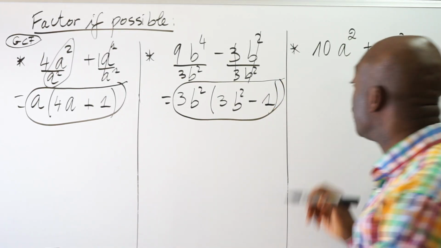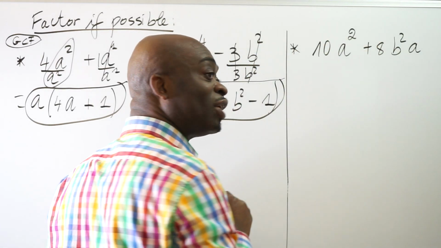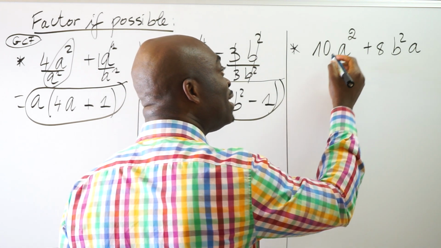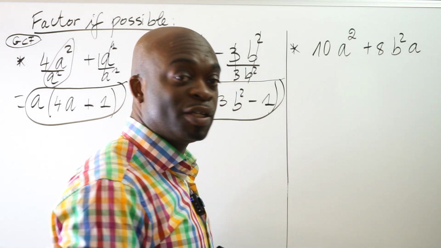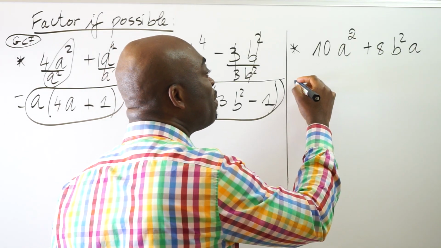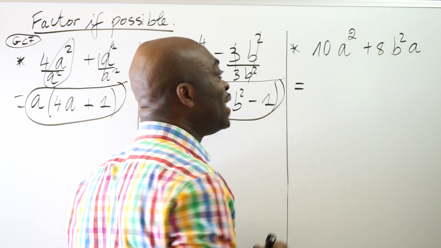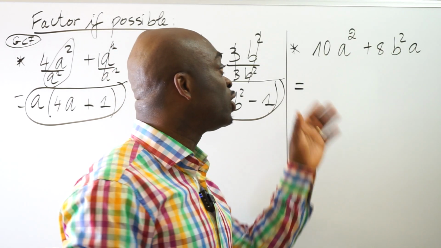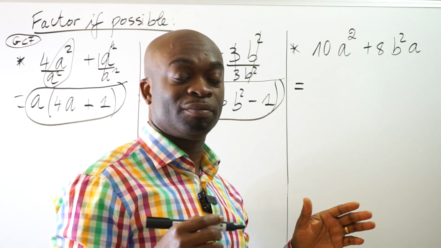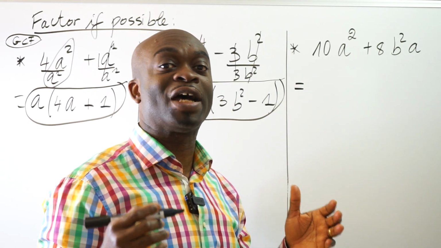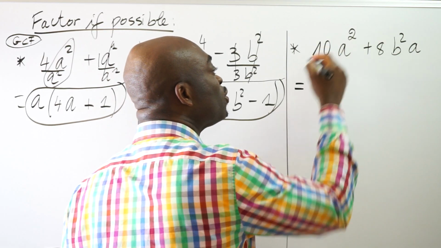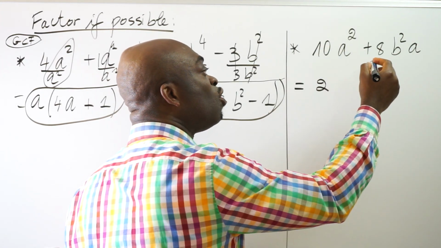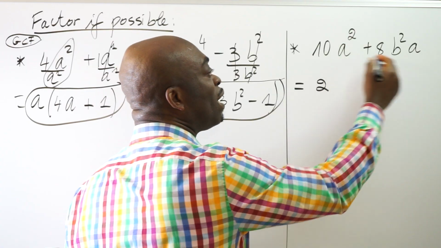All right? Then we go to the third question here. This one is 10a to the second power plus 8ab to the second power. So what do we have as greatest common factor here? For the numbers 10 and 8, what's the number that can go into 10 and 8 evenly? And the biggest one, that's what the greatest common factor is. That will give you 2, because 2 can go into 10 5 times, and 2 can go into 8 4 times.